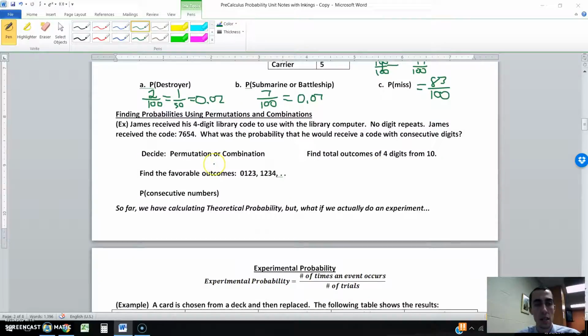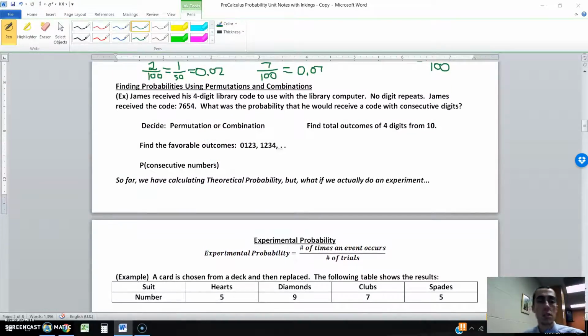Alright, next one. James gets his 4-digit library code to use at the library computer, and no digit in these library codes repeat. So James gets his code, and his code is 7654, and he finds that kind of interesting because those are consecutive digits. And he's wondering, what's the probability that he would get a code like that? One which has all 4 digits consecutive. Now these could be consecutive going up or consecutive going down, as is the case with James.